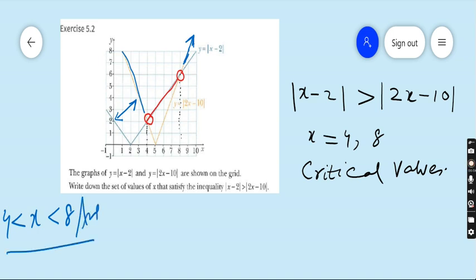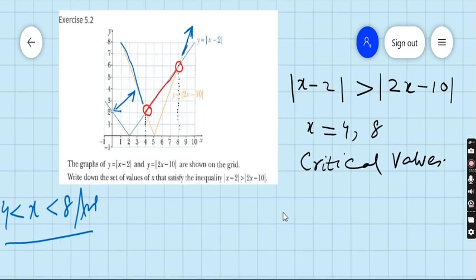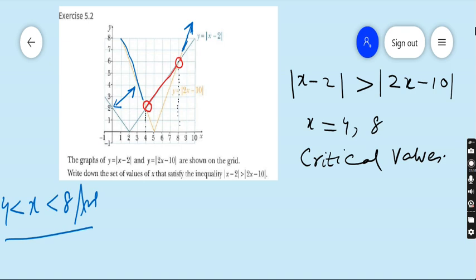So how to write the set of values of x with the help of the absolute value graph? See the portion of the graph where the required expression is greater than the other. First of all, this is our final answer and there is no need to do more work, but I am showing you algebraically that 4 is less than x and x is less than 8 is our final answer. So look at this.